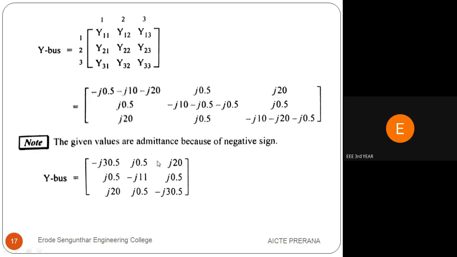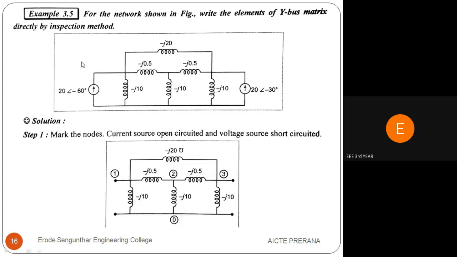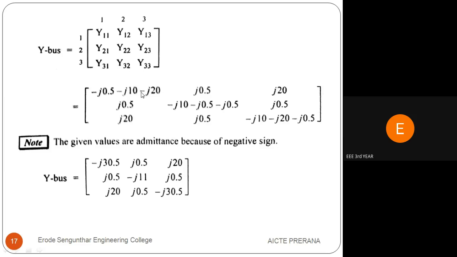The elements are minus j10, minus j0.5 and minus j20. Here the admittance values are given directly, so there is no need to take the reciprocal. So just note it down. We have to add minus j10, minus j0.5 and minus j20. So here I have added.